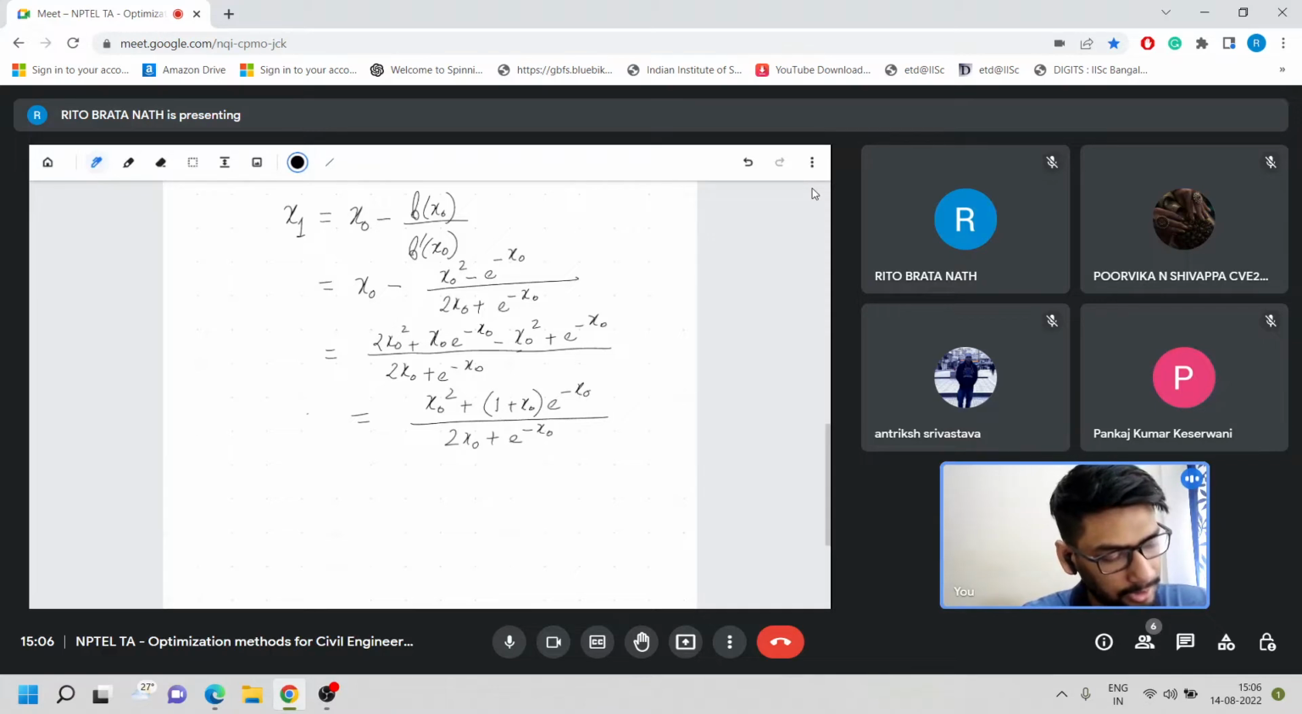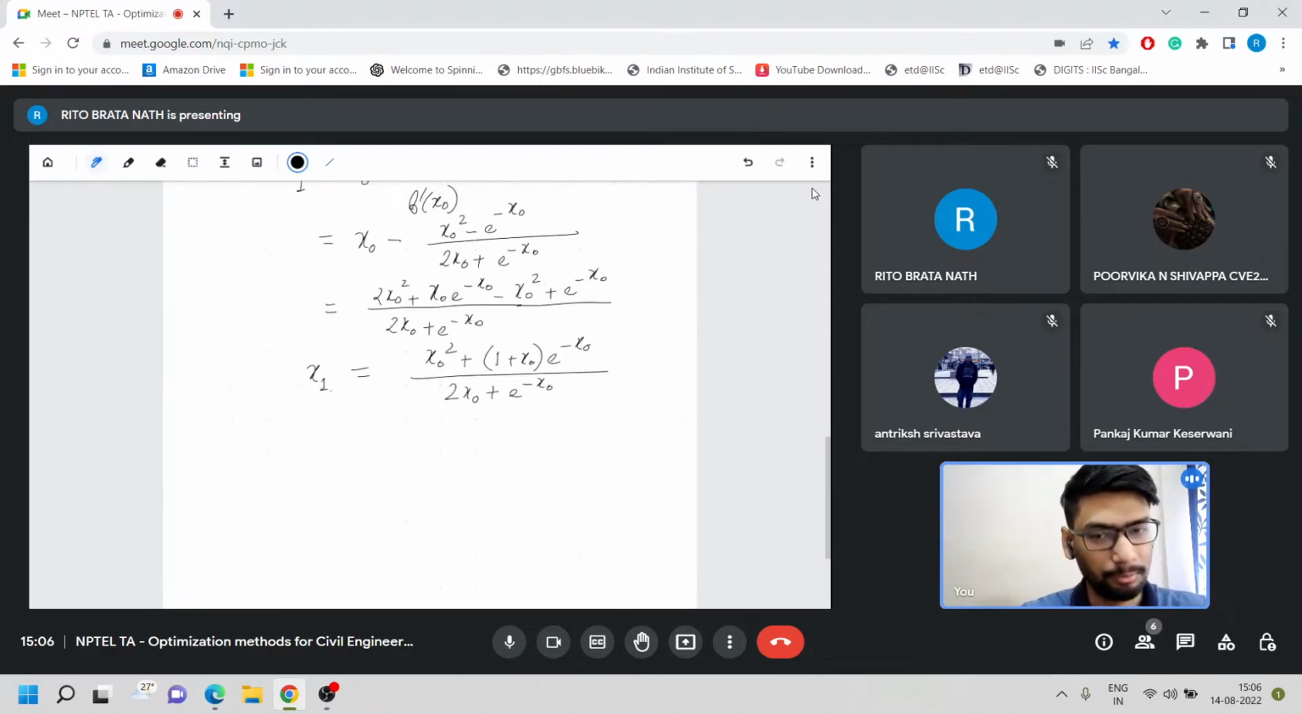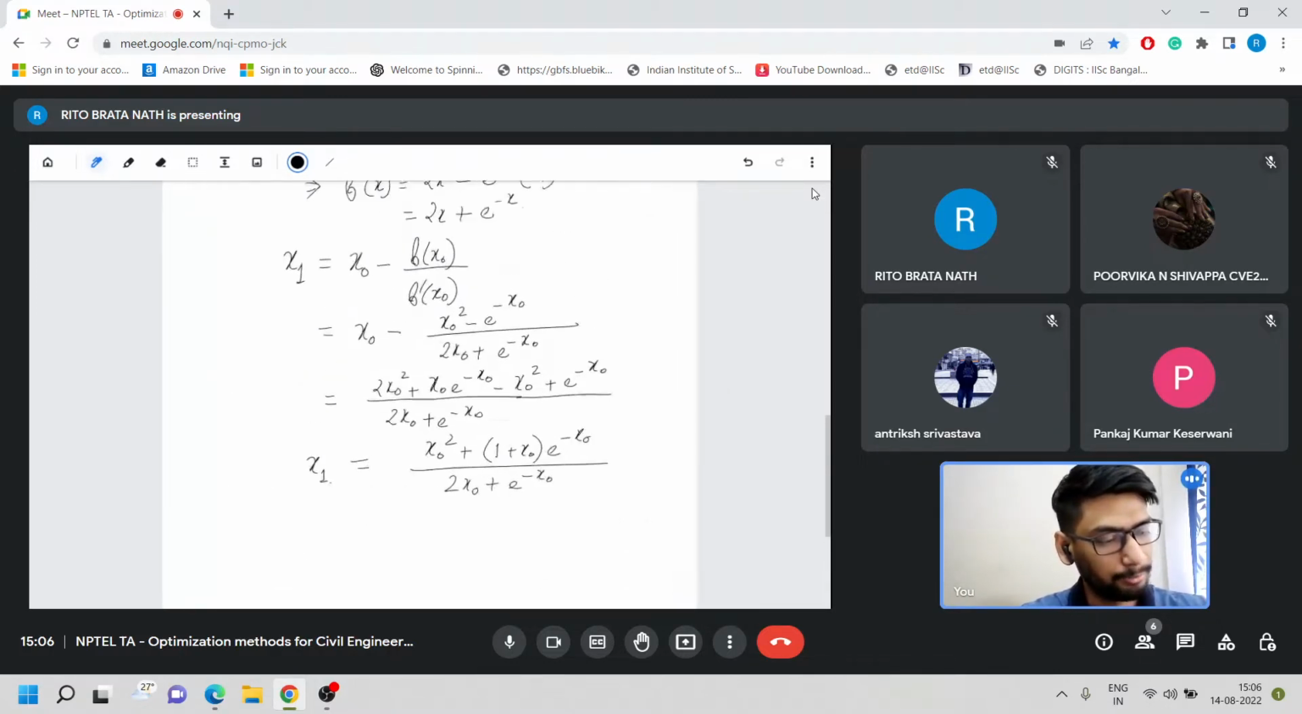So this is your x1. Actually, your x2 will again be in terms of x1 on the right-hand side as well. You can write your xn plus 1 in terms of xn. So this will be a relation. Now it's just plugging in the values, so it's pretty simple actually.